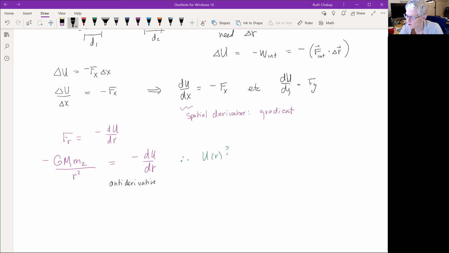Well, so we can write the gravitational force as minus G m1 m2 r to the minus 2, right? And that helps us think about it a little bit. And what would we differentiate to get r to the minus 2? Well, it's going to be r to the minus 1, because d/dr of r to the minus 1 is going to be a minus 1 times r to the minus 2.